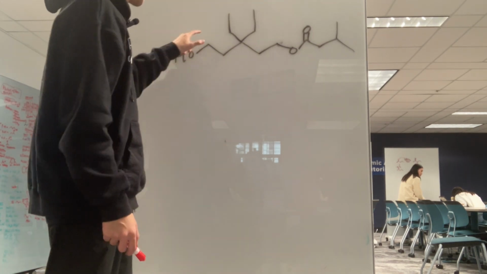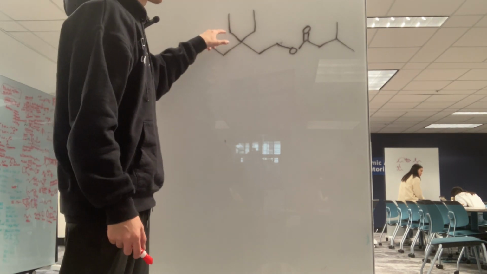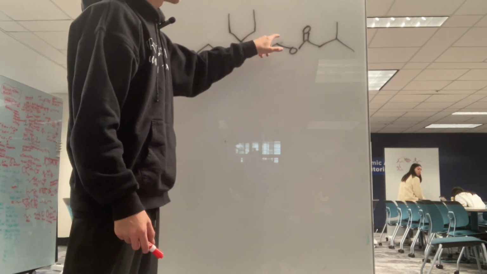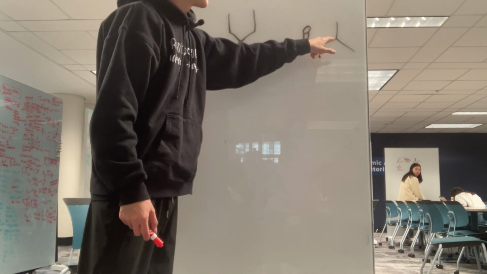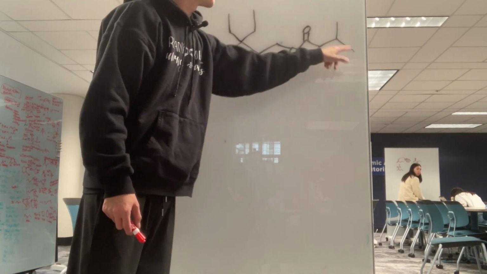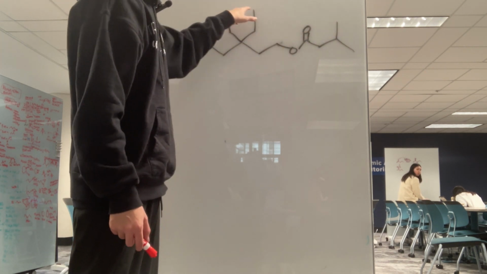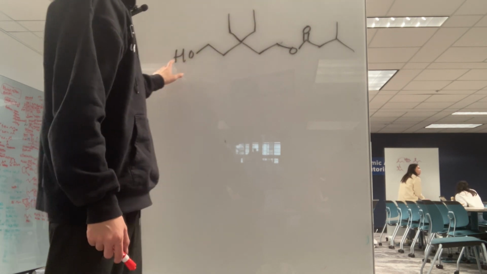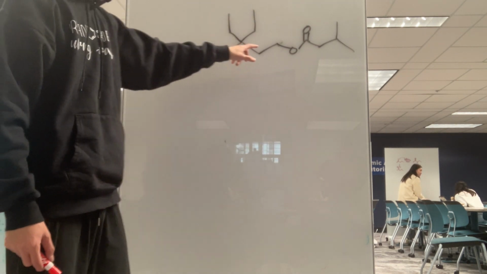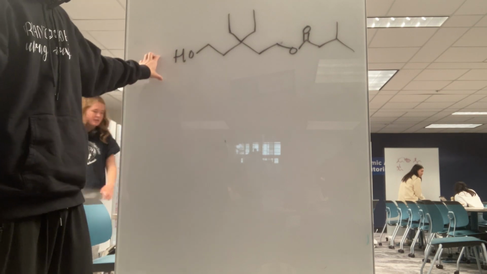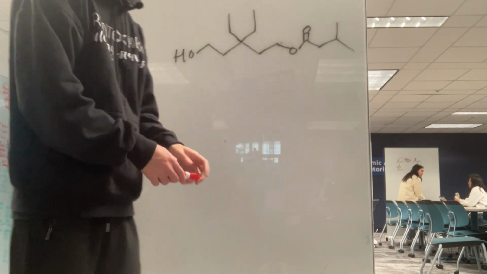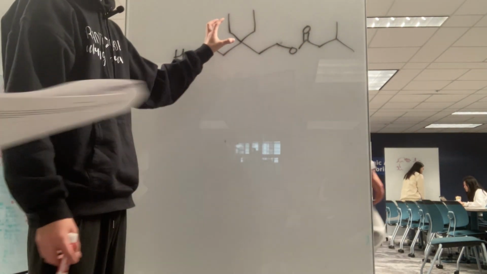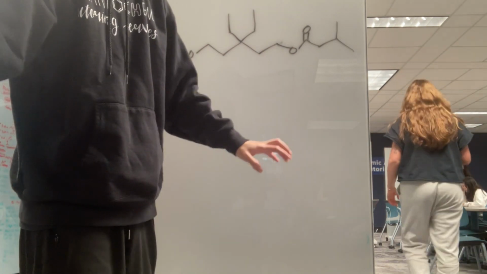and 28 hydrogens. 2, 4, 6, 8, 10, 12, 14, 15, 18, 21, 24, 27, 28. And 3 oxygens. 1, 2, 3. Yes, and we have alcohol here, carbonyl here, and oxygen right there. And it makes sense now because everything in the HNMR makes sense as well with the number of neighbors.